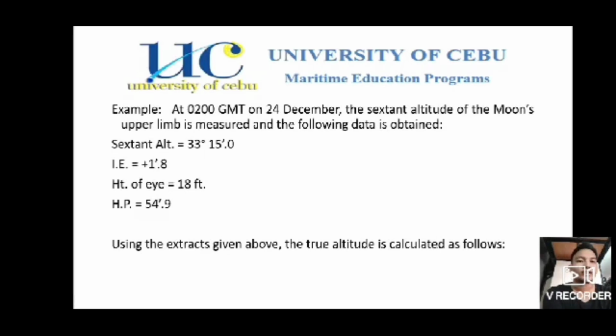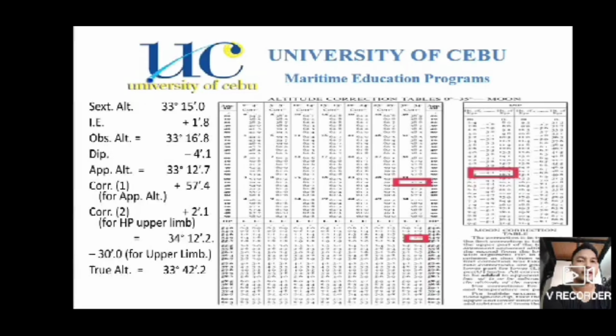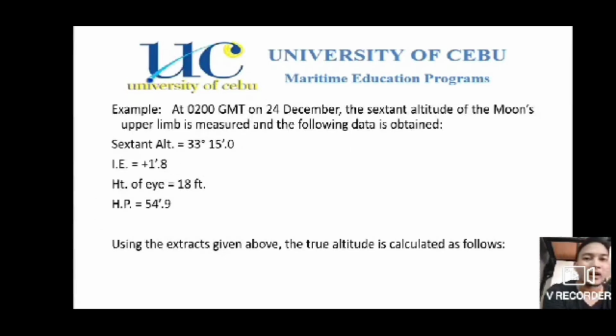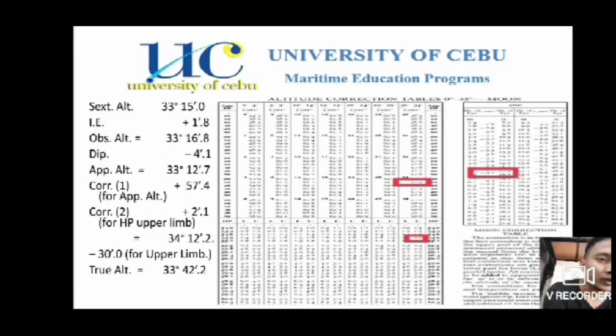Using the extracts given above, the true altitude is calculated as follows. First, sextant altitude and index error, which we add. Next is the dip. What we'll do is go to the dip table and find the height of eye. Our height of eye is 18 feet, so in between 17.4 and 18.3, which is minus 4.1 minutes. So observed altitude minus the dip, and we get the apparent altitude.